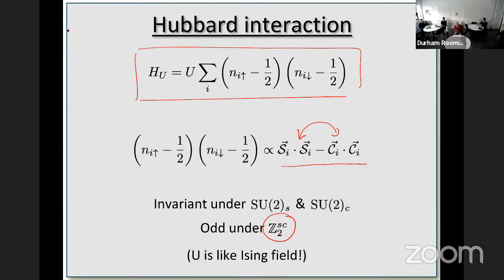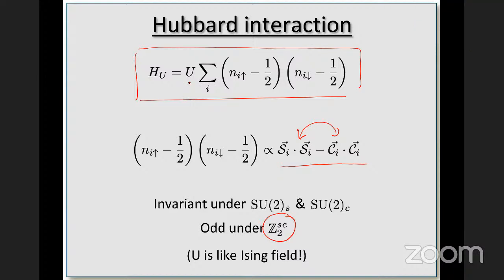So basically there's the Z2 flip symmetry, and the Hubbard interaction is odd under this symmetry. If I act by the symmetry, U changes sign. So U is exactly like the Ising magnetic field: you can apply an Ising magnetic field on the Ising model, and U acts like an Ising field. So it breaks the Z2 symmetry and is odd under the Z2 symmetry.